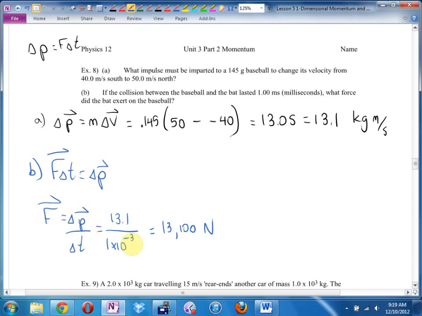Would I be marked wrong if I had called this one positive and that one negative and got a negative answer there? No, I would give you full marks. Totally fine, as long as you're consistent throughout the whole question.